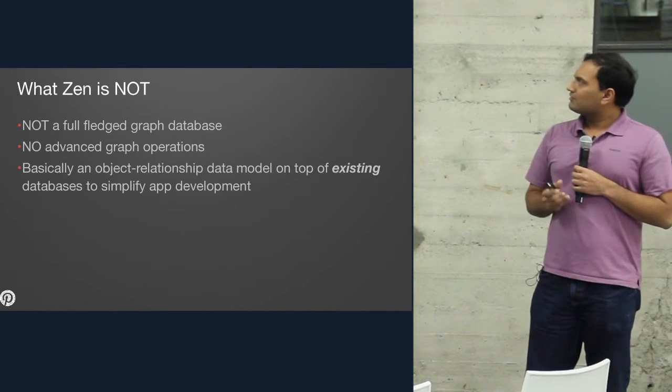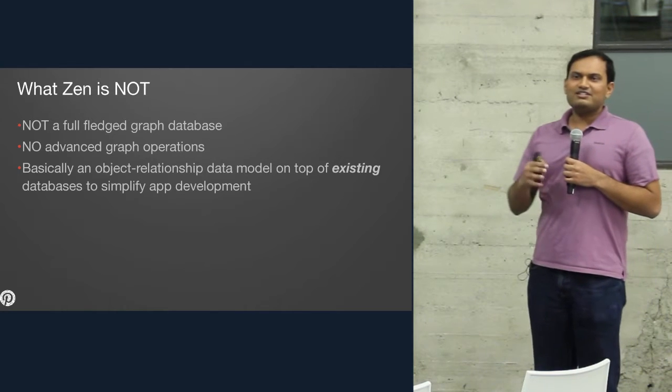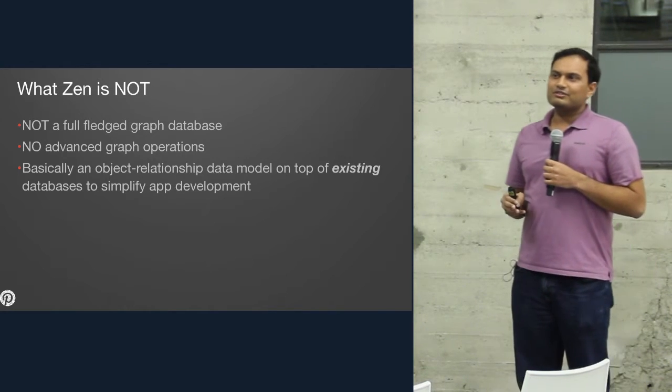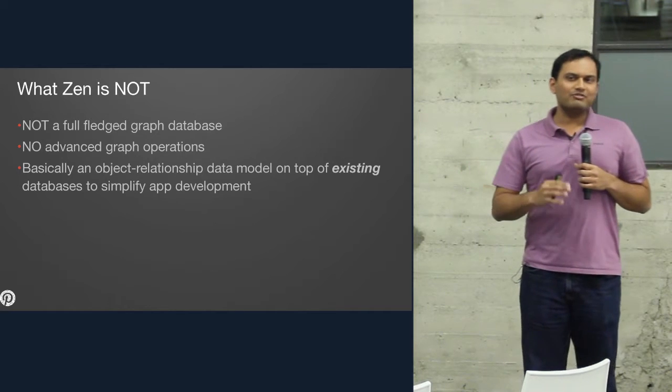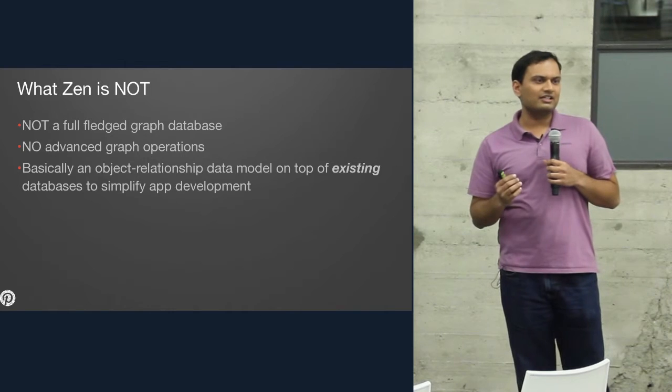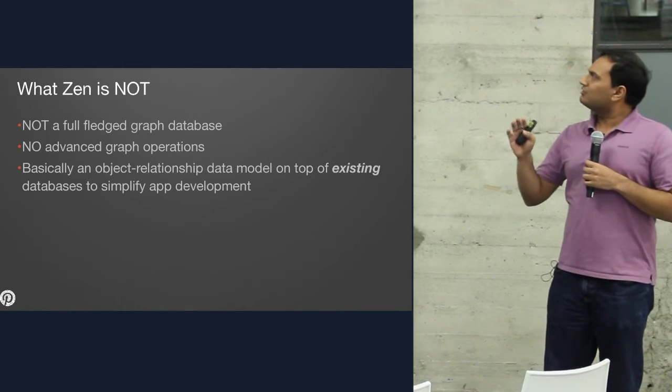So one thing I want to clarify is what Zen is not. It's not a full-fledged graph database. There are graph databases out there, and one of the questions we get is, why not use, say, Neo4j or something like that? But that's not what Zen is.